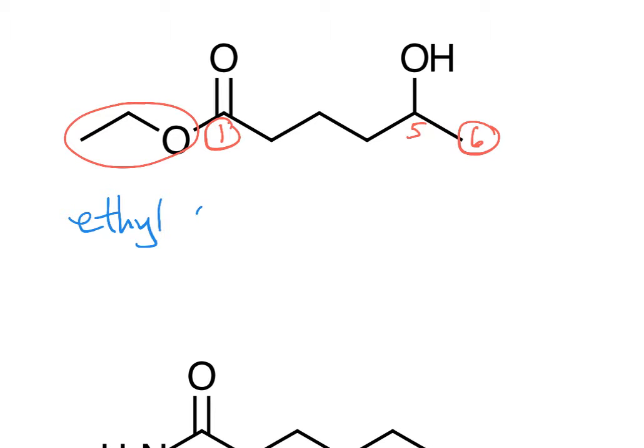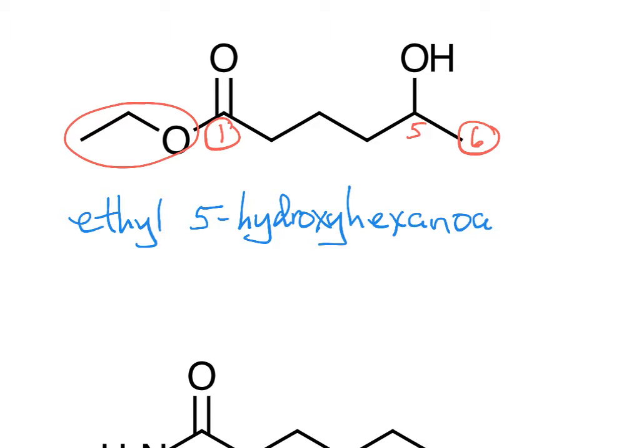So there's a space, and then I have, at the 5 position, that alcohol, which we will use the hydroxy prefix. And then my main chain is 6 carbons long, hex. There's all single bonds, so it's ane. And then it gets the ester suffix of -oate. So ethyl 5-hydroxyhexanoate is the full answer there.